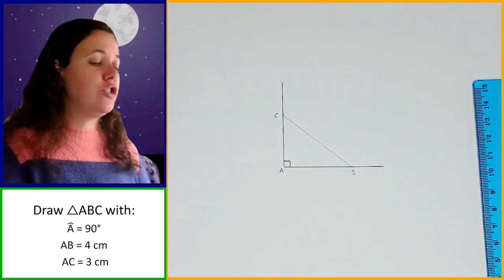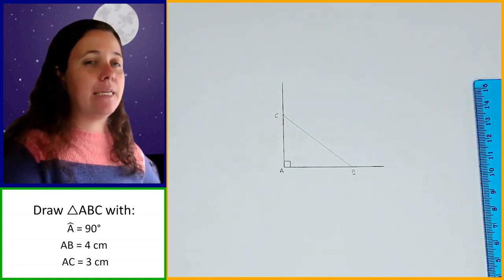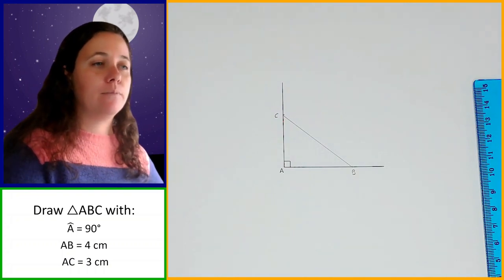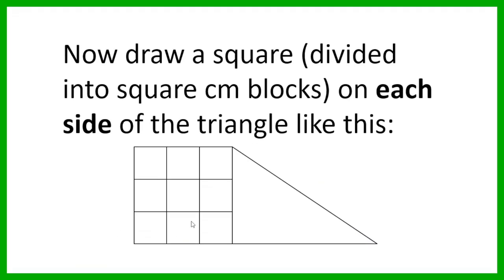Once you've done that, I want you to take each of the sides of that triangle and draw a square on each side, similar to this over here. If you look at this diagram, if this is a 3 centimeter side, then I've got a square which is divided up into centimeter square blocks, or square centimeter blocks. So this is a 3 centimeter side. You'll do the same thing on the 4 centimeter side. You'll have a square underneath the triangle, and you'll have a square that is diagonal over here on the hypotenuse side as well. So I want you to do that. I'm going to give you 2 minutes to work on that quickly, and then we're going to have a look at that.